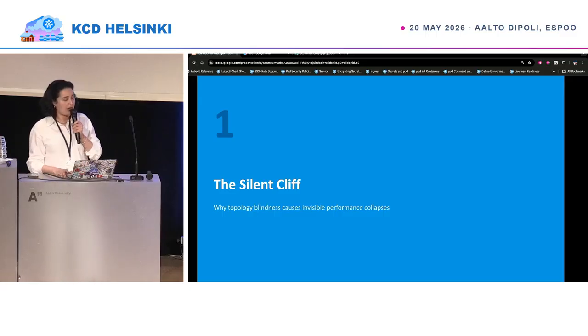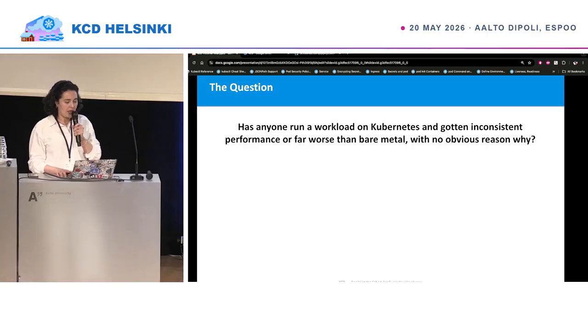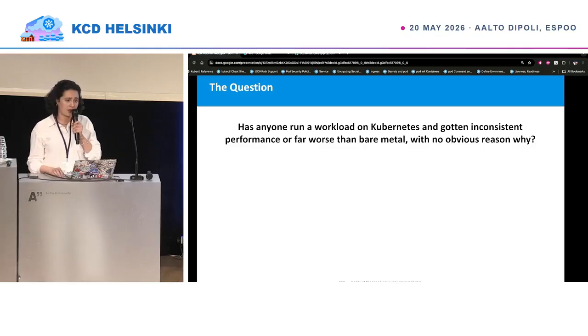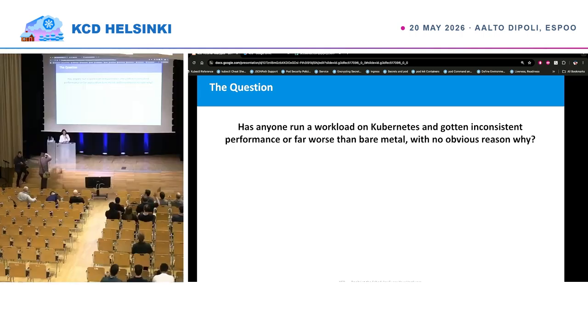So why does topology blindness cause invisible performance collapses in Kubernetes? I want to start with a question. How many of you have deployed Kubernetes workloads, like a training job, distributed inference server, high throughput storage pipeline, or any other workload that allocates multiple accelerators and got inconsistent performance or way worse than bare metal without any obvious reasons? One?